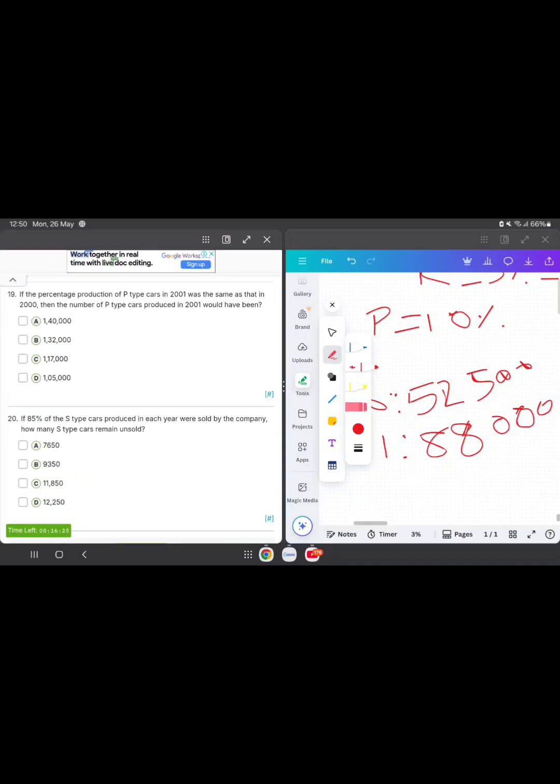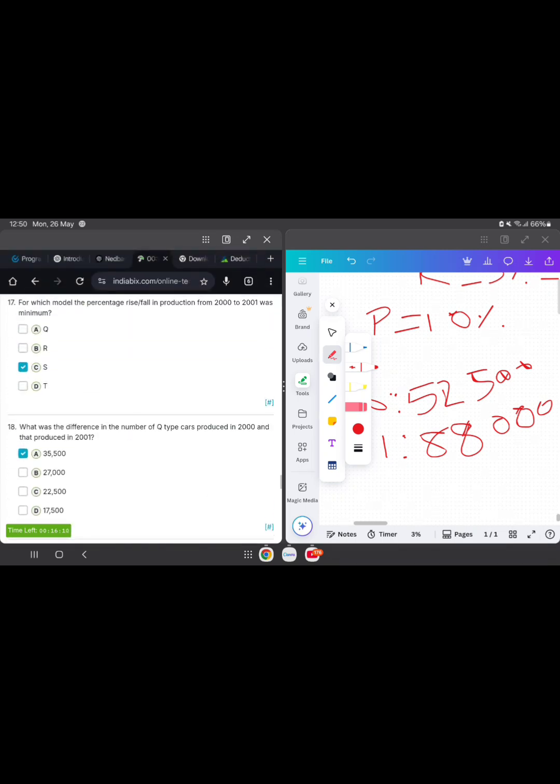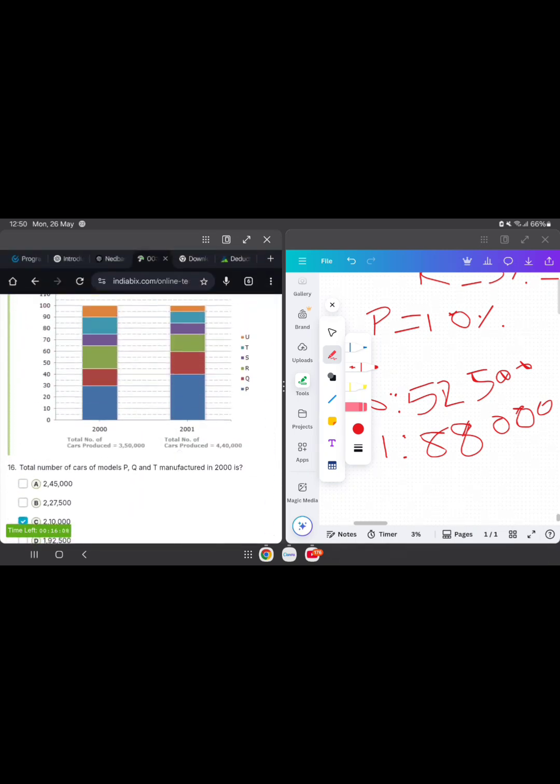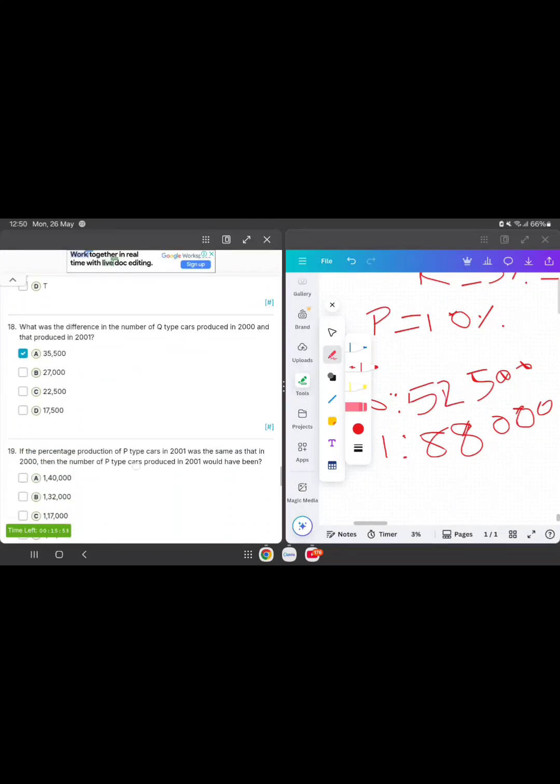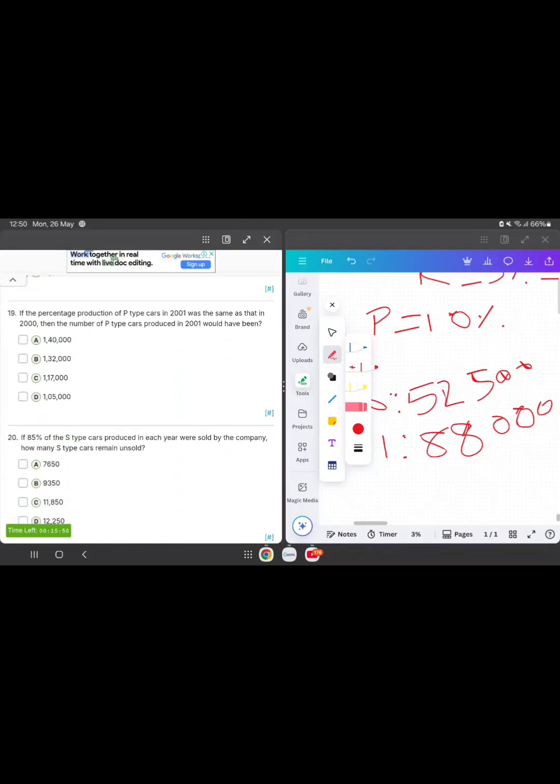And then number 19 says, if the percentage production of P type cars in 2001 was the same as that in 2000, then the number of P-type cars produced in 2001 would have been. So in 2000, P was at 30%. So we have 30% times 440,000, which gives us 132,000, which is E.